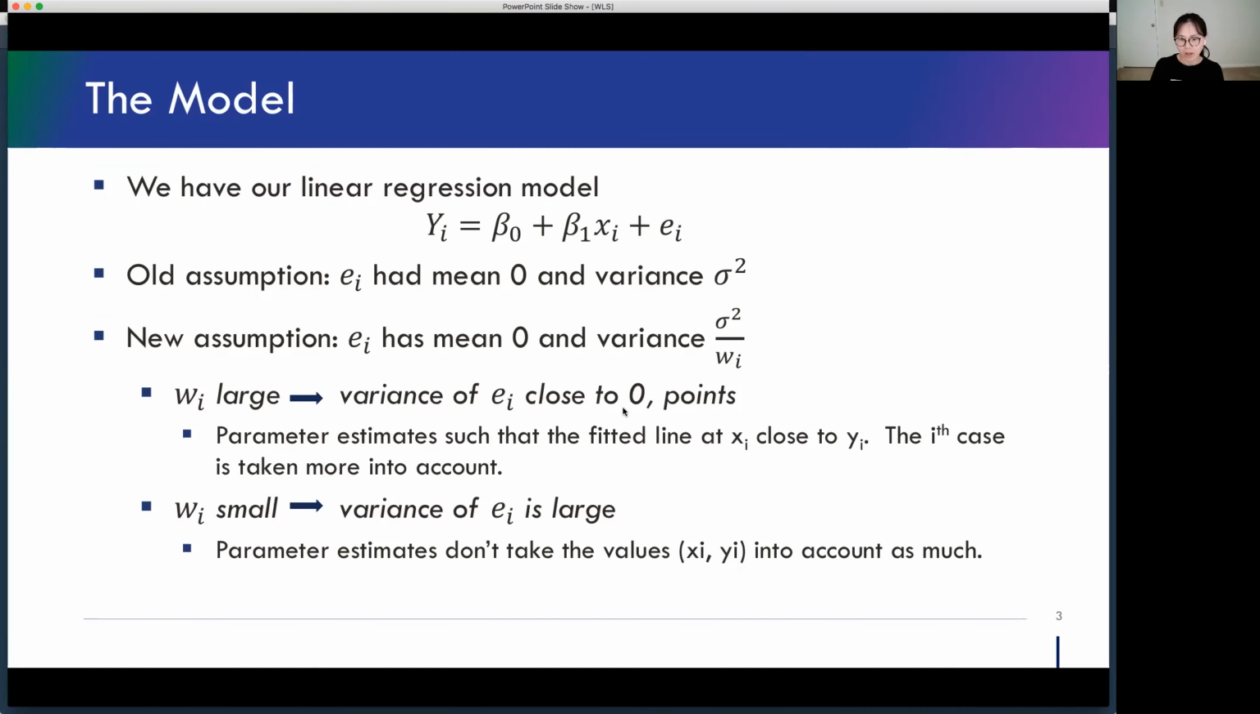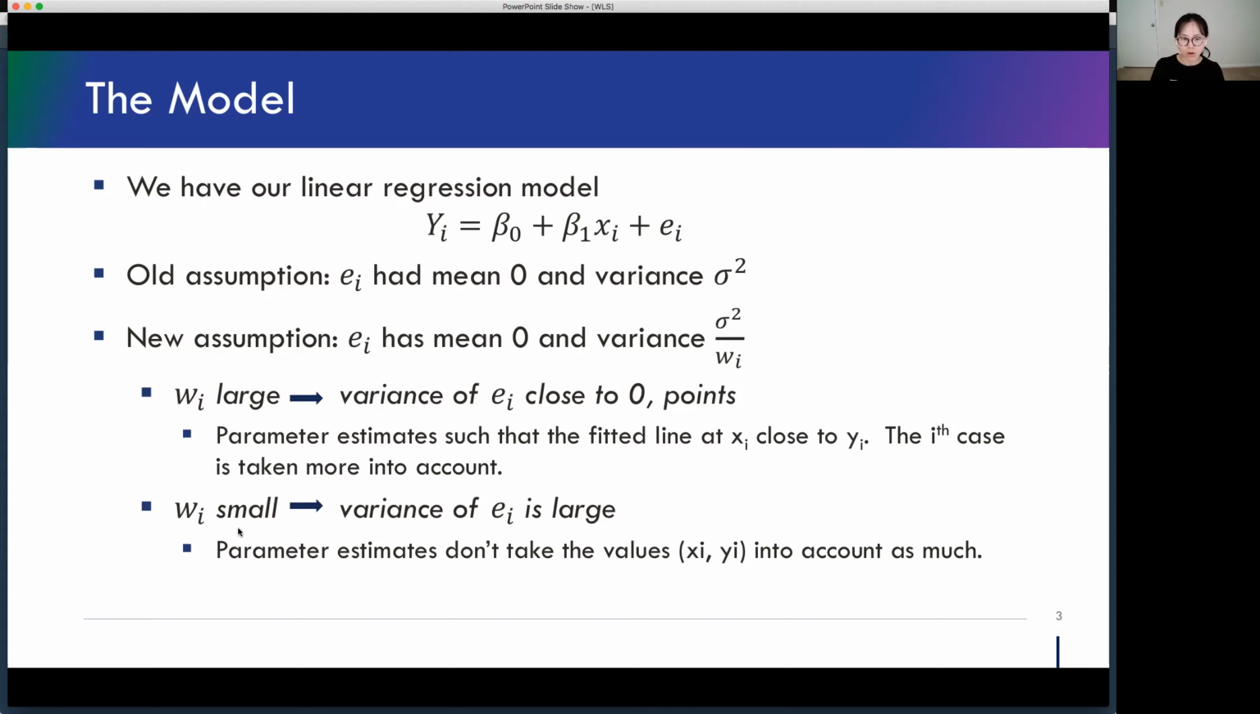I'm going to add the following information where I forgot. Sorry about that. So for our parameter estimates in this case, when we have a large weight, we estimate our beta 0 and beta 1 so that the fitted line at x would be close to y. That's what I mean by the points are close to the fitted line. And we are taking the i-th case into more account, because it has a large weight.